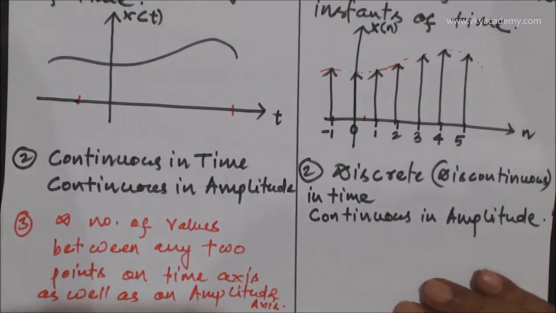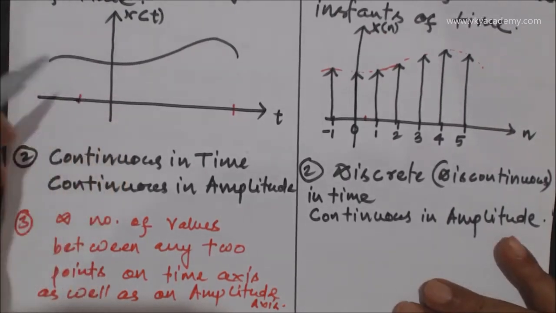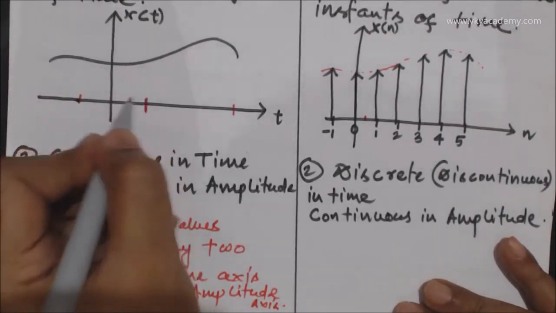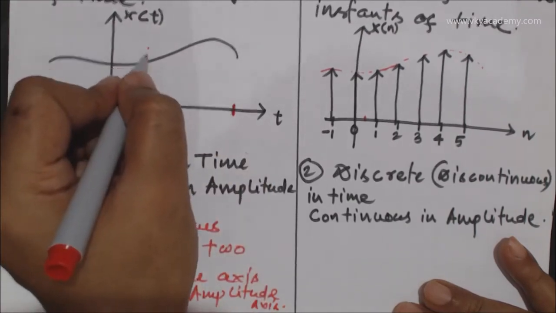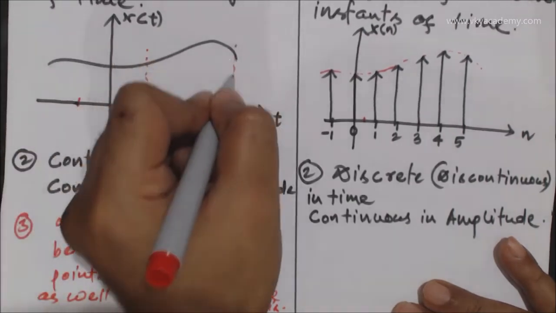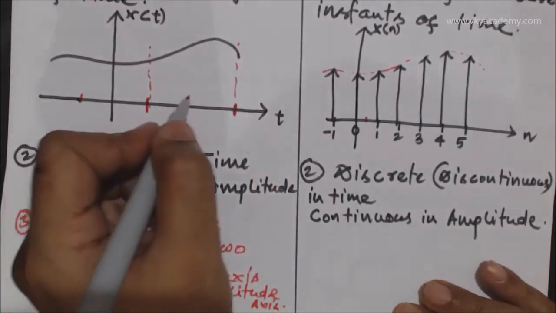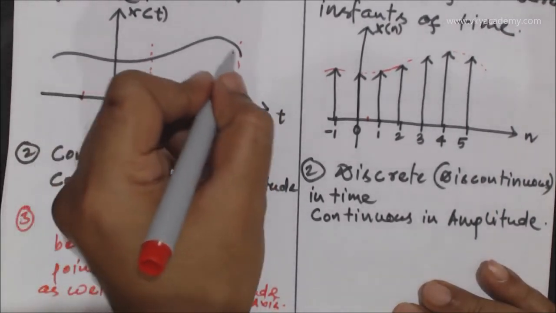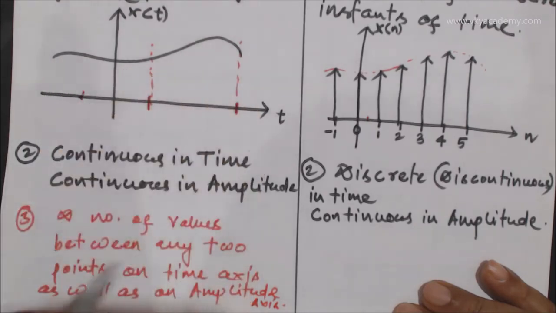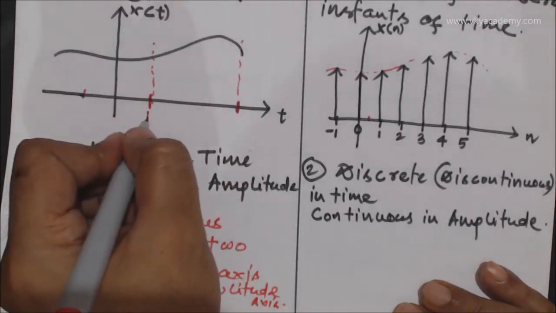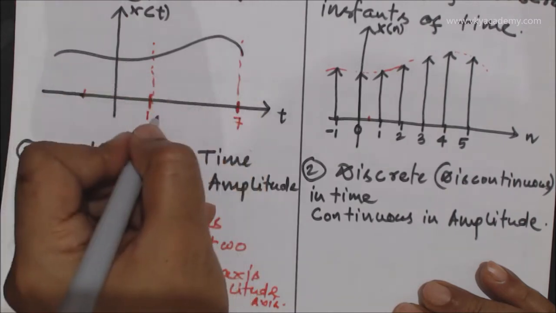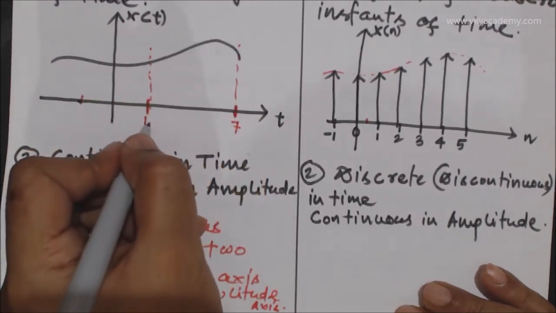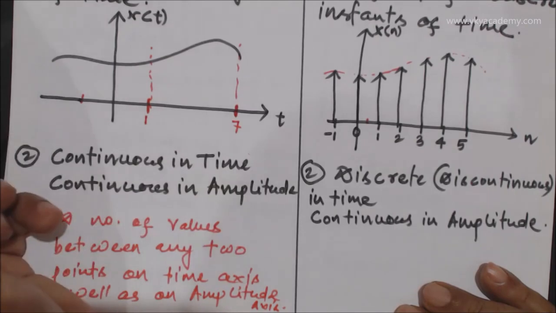So if you choose any 2 points on time axis, that I am choosing this particular point and this particular point, you draw a vertical line at these 2 points, and you can see that there are infinite number of values present over here. Let this particular point is 1 and this particular point is 7, then I can say there are infinite number of values available between the point 1 second and 7 second.